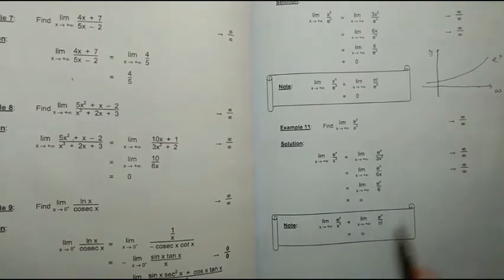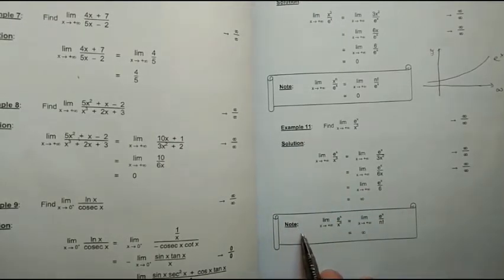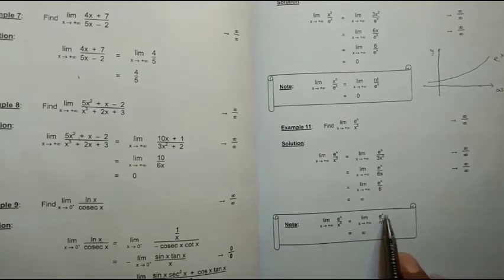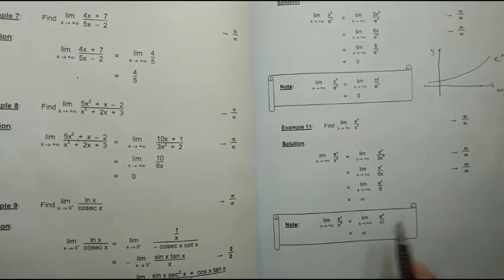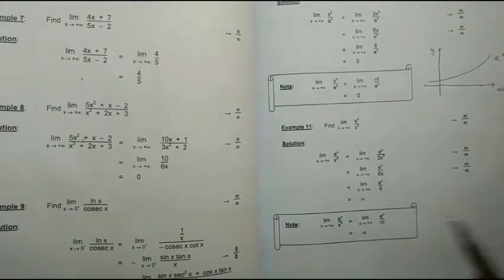Real number over infinity, we get 0. For example 11, we use this formula. Terbalik je. Okay, limit x approach to infinity, exponent x over x^n. So bila awak differentiate ni, kita dapat exponent x over n factorial. Exponent infinity, we get infinity. Infinity over real number, infinity. Okay, so infinity. Okay, next revision.